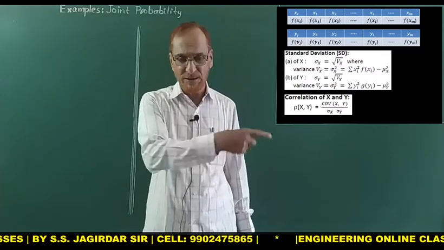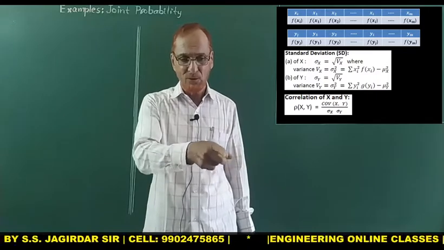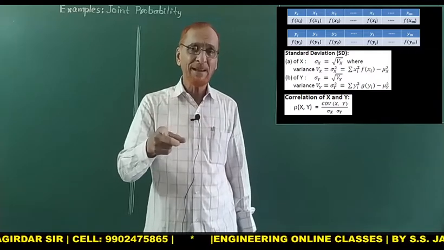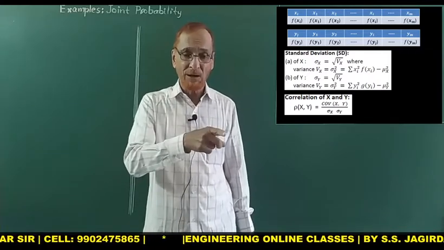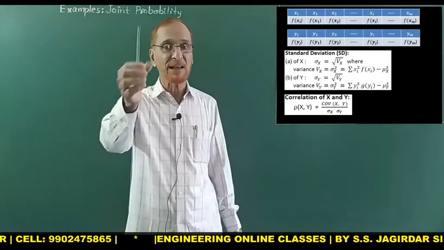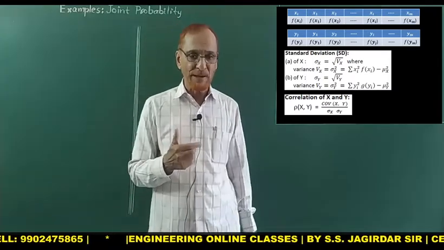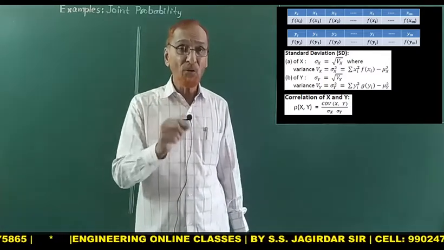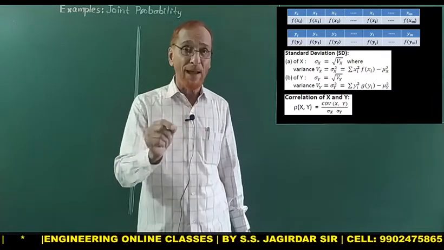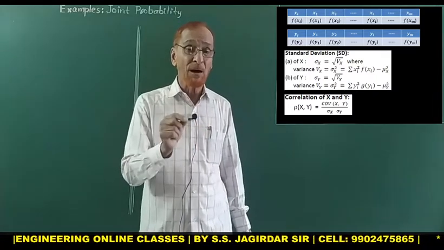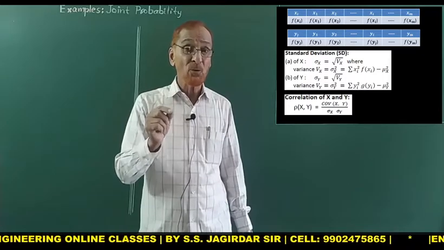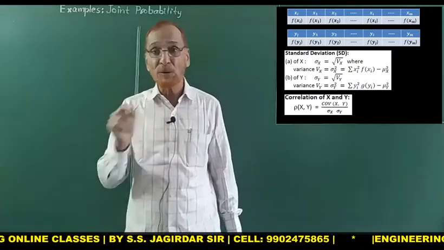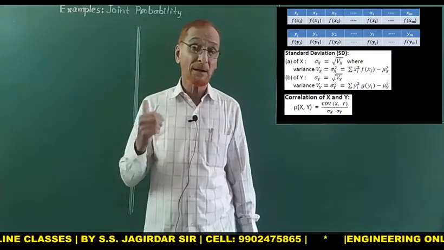Just see on the slide: standard deviation sigma x is equal to root of Vx, and Vx is equal to sigma of xi square into f(xi), and from this sum you have to subtract mu x squared, where mu x is the expectation of x. In a similar manner you can calculate sigma y, which is equal to root of Vy. And how is Vy calculated? Vy, the variance of y, is equal to sigma yj square into g(yj), and from this sum you have to subtract the square of the expectation of y.